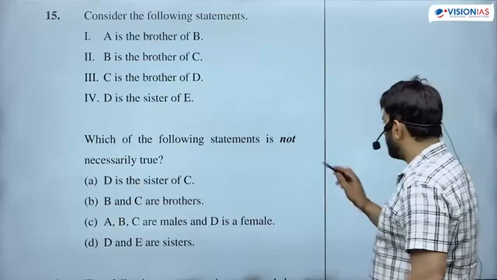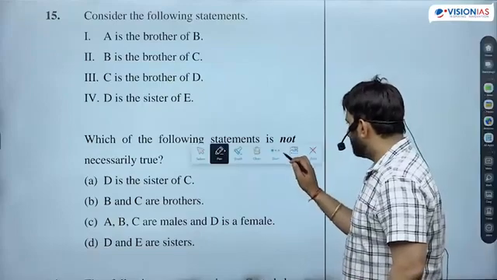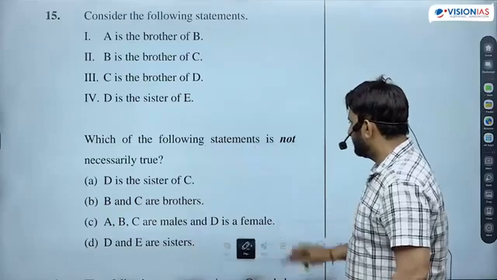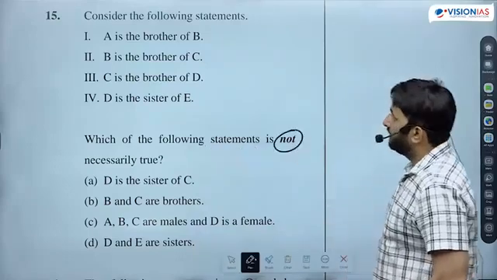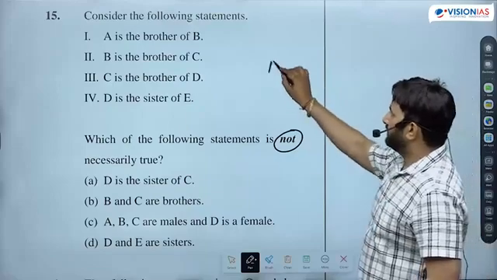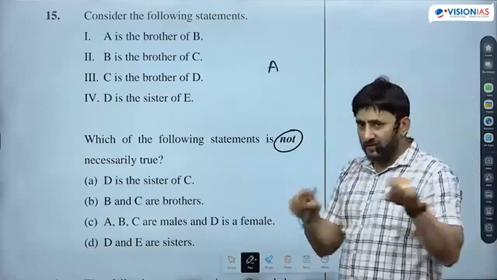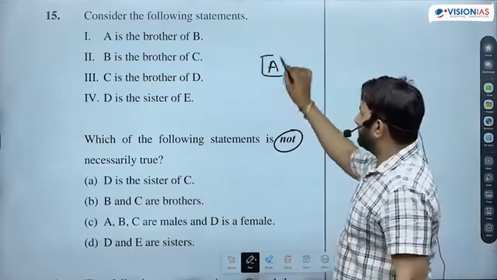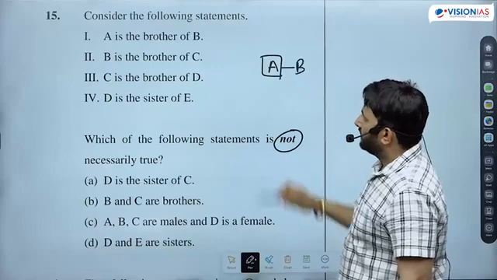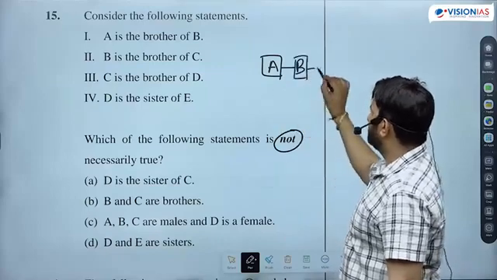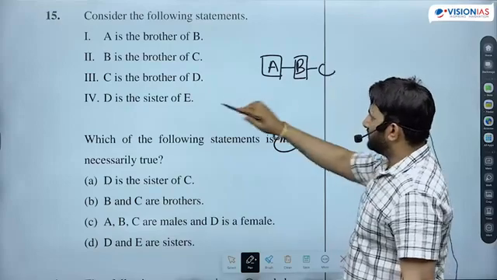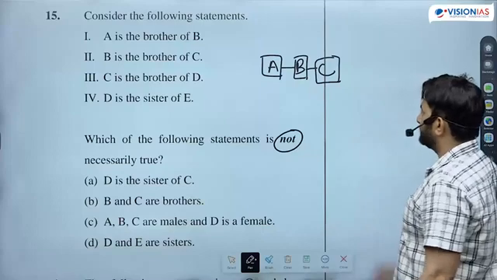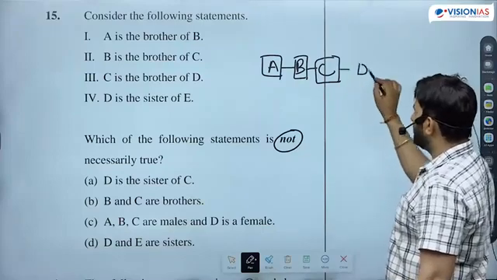पहले तो क्वेश्चन को देखो बेटा, which of the following is not necessarily true? A is brother of B. So males are represented with a rectangle or a square and female with a circle. A is brother of B. B is brother of C. C is brother of D. D is sister of E.